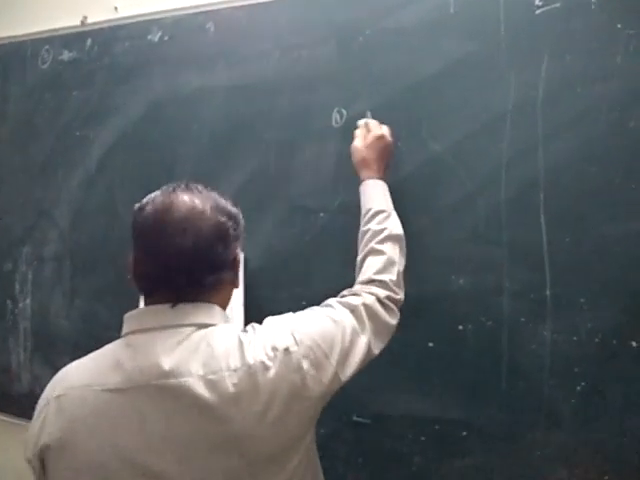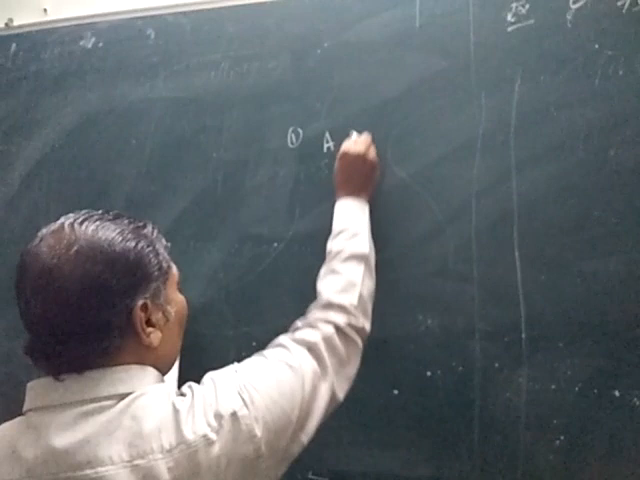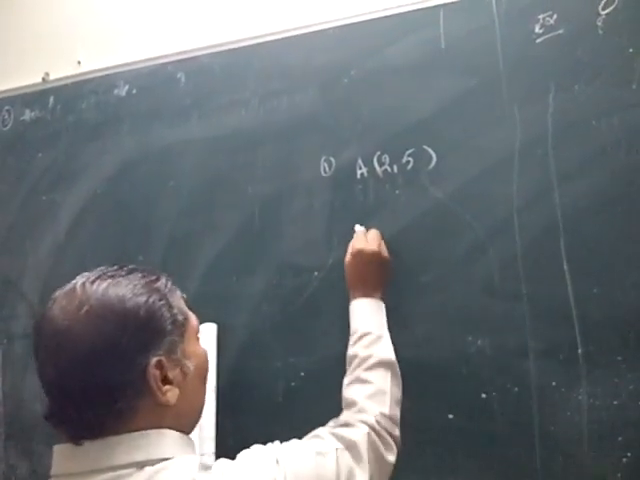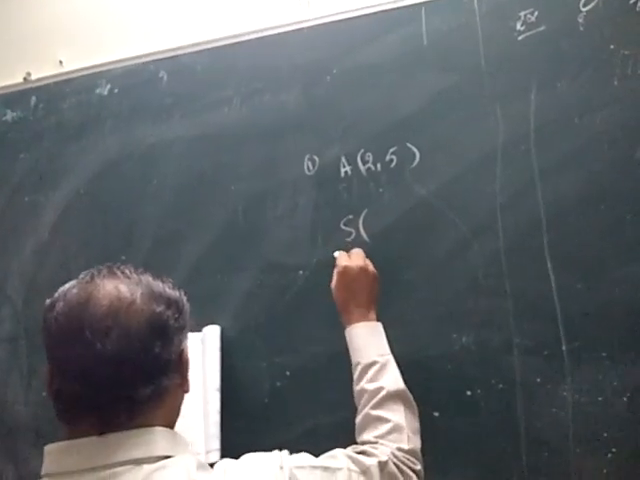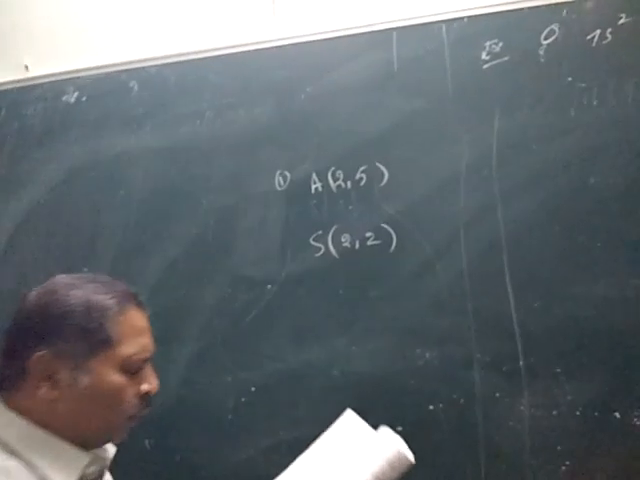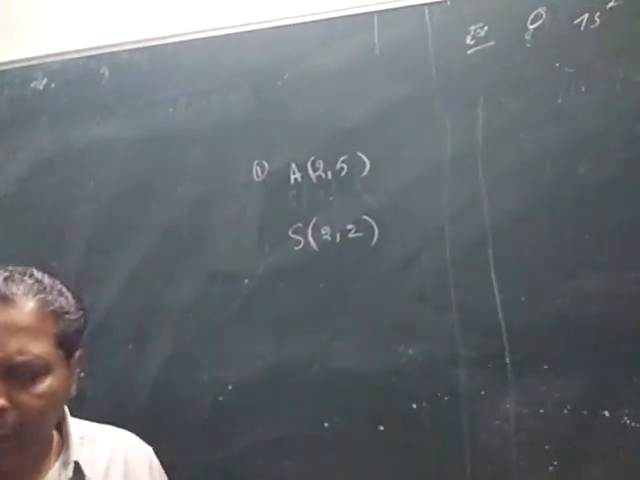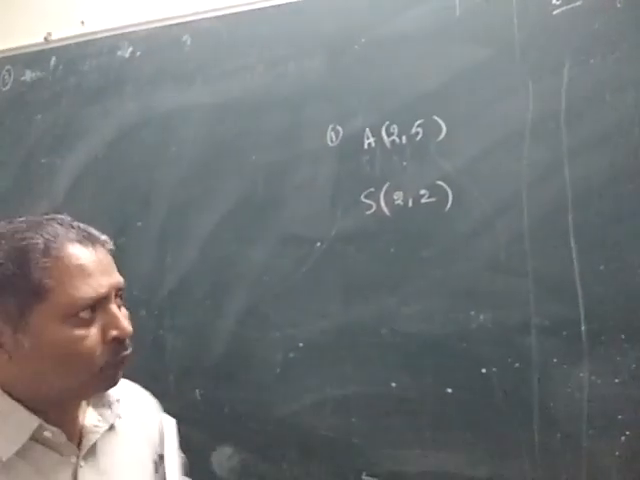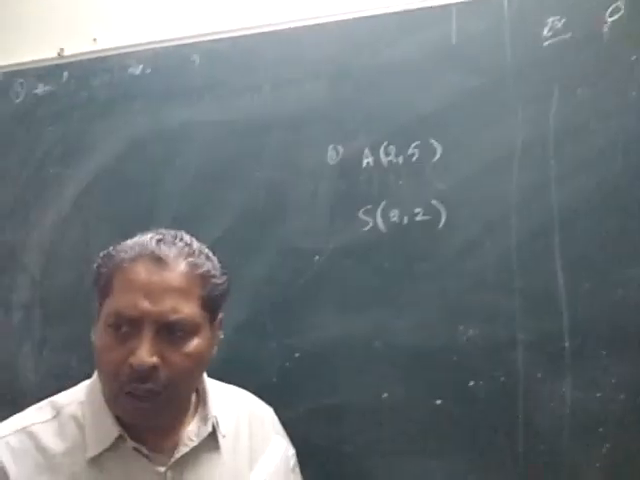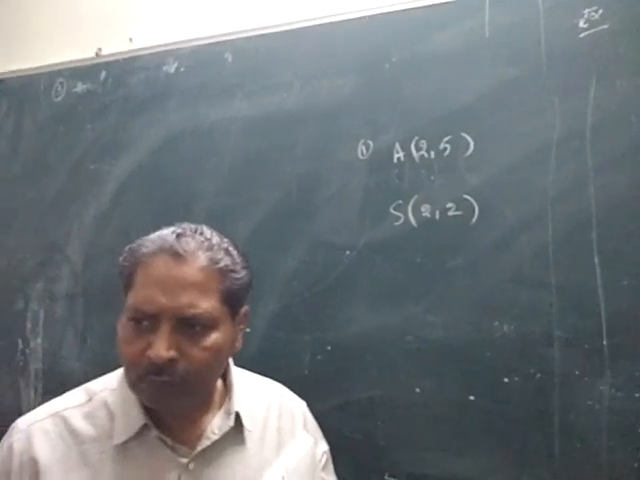A is the vertex (2, 5), focus S is (2, 2). Find the equation of the parabola. Given A and S, observe the points.